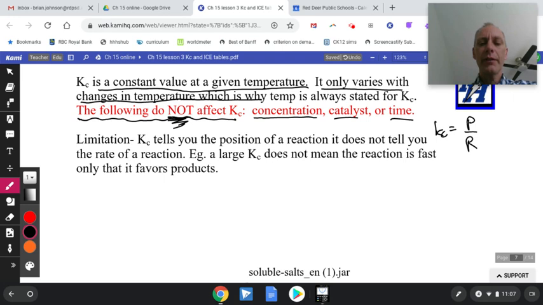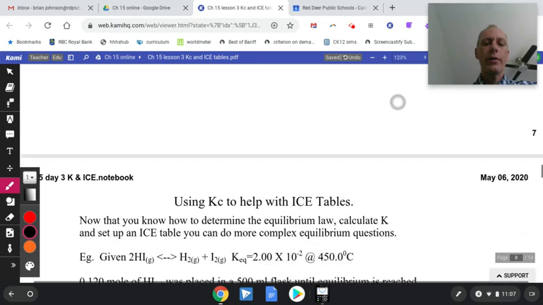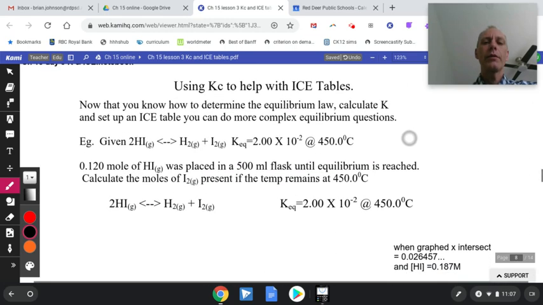Some students think that if you have a really large Kc value, the reaction happens fast. No, not necessarily. All we know is that it favors products if Kc is large. It's not an indication of rate. Do I have the word rate in there? Yes, I do. It does not tell you the rate of a reaction. It only tells you the equilibrium position. Okay, so that's all the background information and the theory.